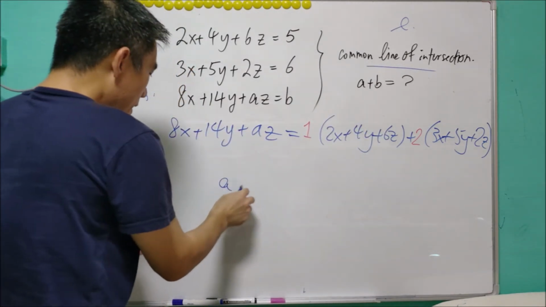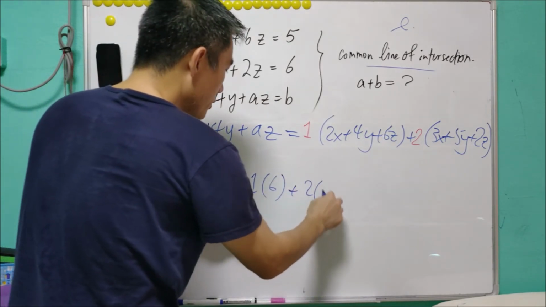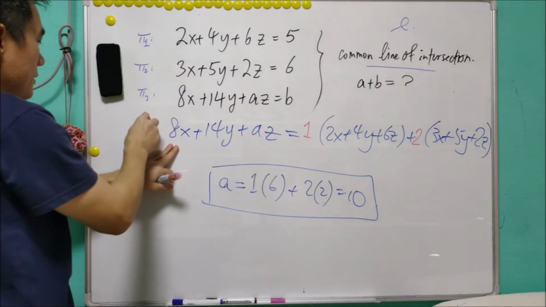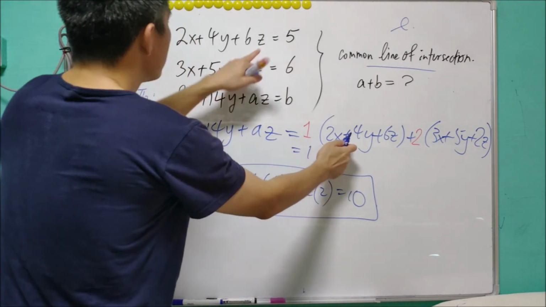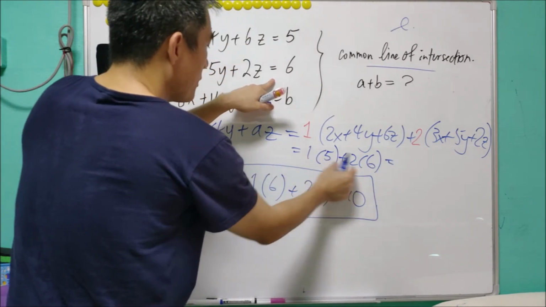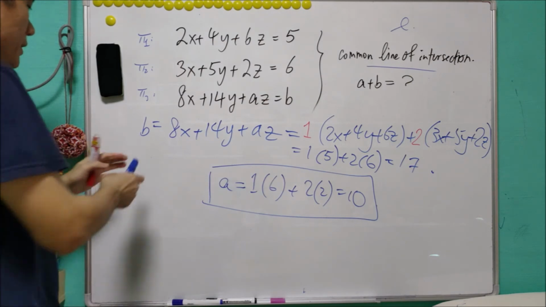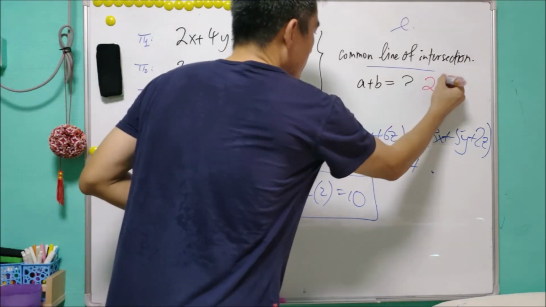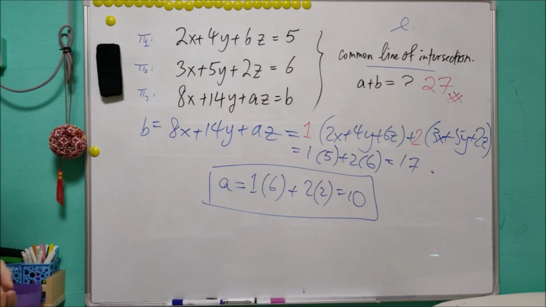So this means that A has to be equal to 1 times 6 plus 2 times 2. That is equal to 10. And B is equal to 1 times 5 plus 2 times 6. That is 5 plus 12, that is 17. So we can get the A and B just using this observation. And therefore, again, the answer for A plus B is equal to 27. And we are done.